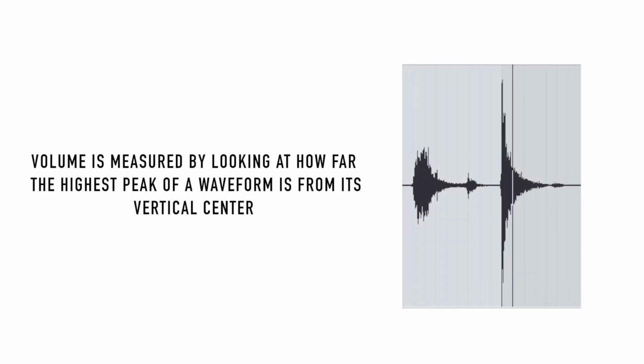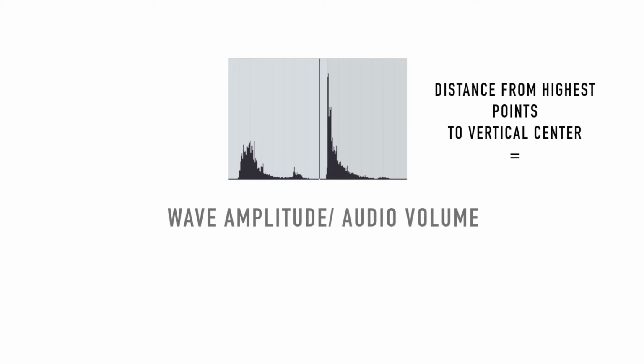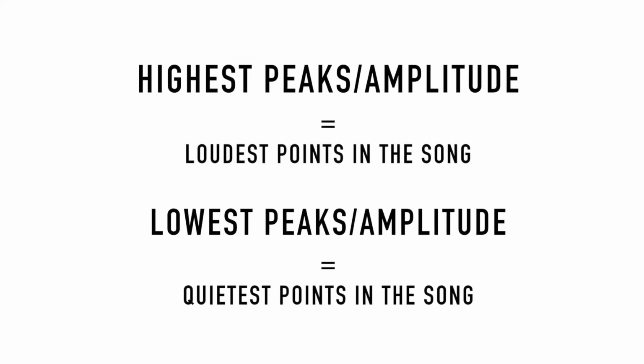Volume of an audio clip can be measured by looking at how far the highest peak of a wave is from the vertical center of the waveform. This is called the amplitude of the wave. The easiest way to do this for audio is to cut the waveform horizontally and examine where the highest points are on the waveform. These are the loudest points in the song, and you'll be able to hear the dynamic difference in volume when the track approaches lower or higher positions on the waveform.